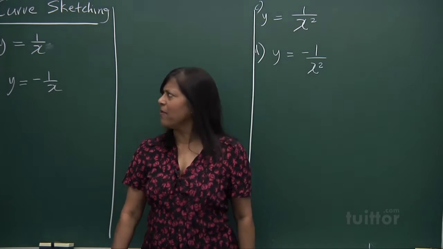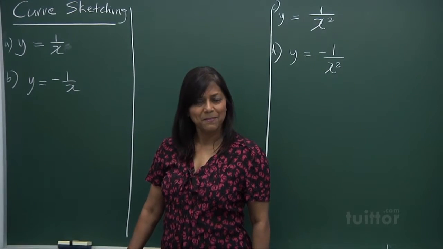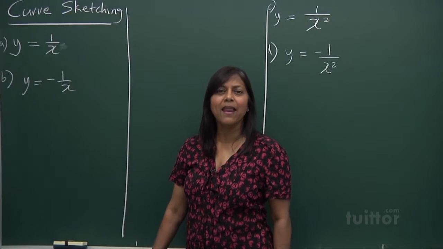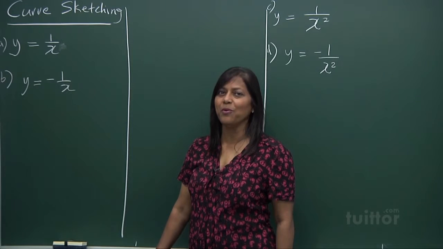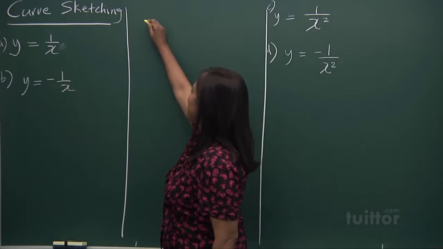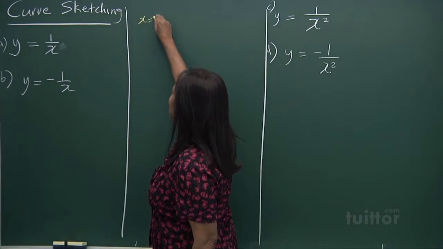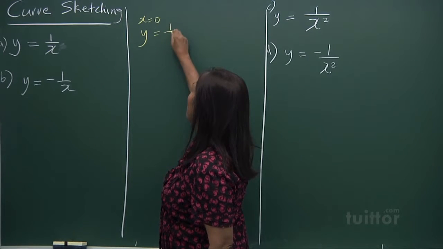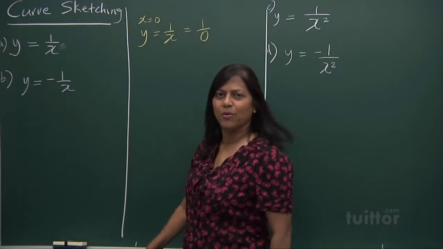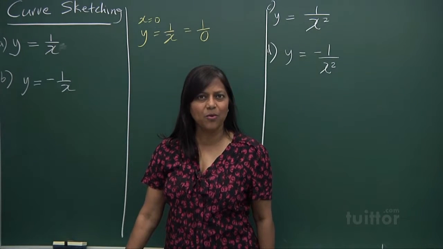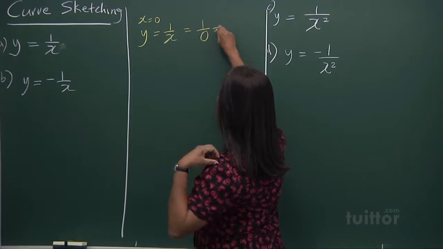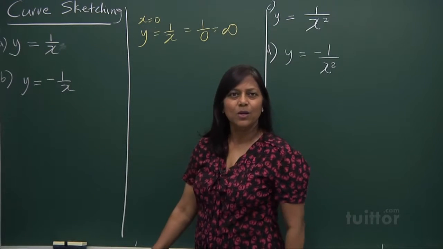Now what happens if I put a graph like this? My dear, look at it very carefully and analyze. Can x ever be 0? What will happen if x is 0? If x is 0 and you have y equals 1 over x, let's put it in: 1 upon 0. Any number divided by 0 will give you not 0 but infinity. So you get infinity.